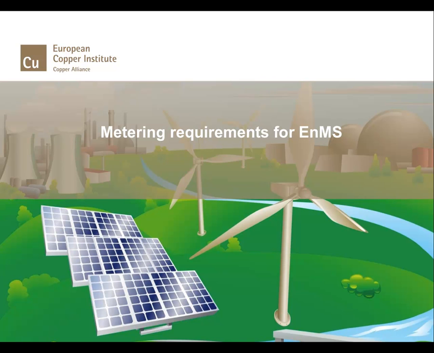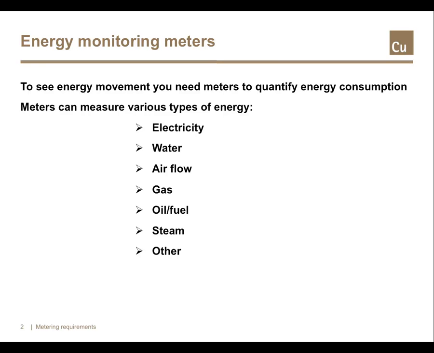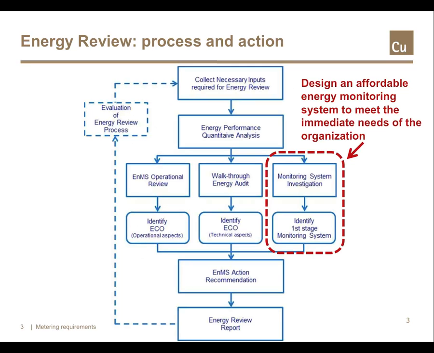This module looks at the metering requirements of an energy management system as a source of indirect energy conservation opportunities. Without seeing energy movement, you can't manage energy, and in order to see energy movement, you need energy meters to measure and quantify how much energy is being consumed. And there are meters for various energy measurement purposes: electricity, water, gas, steam, and so on.